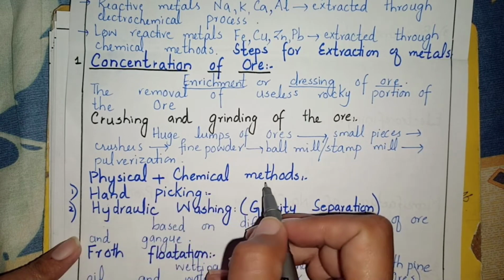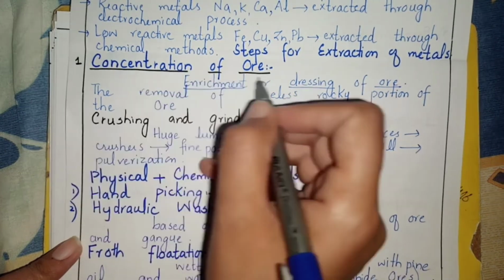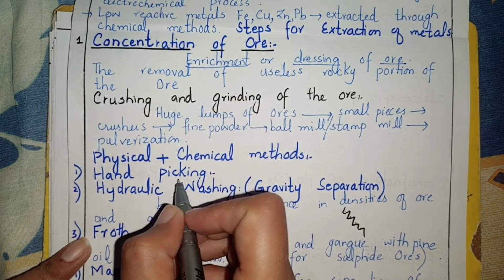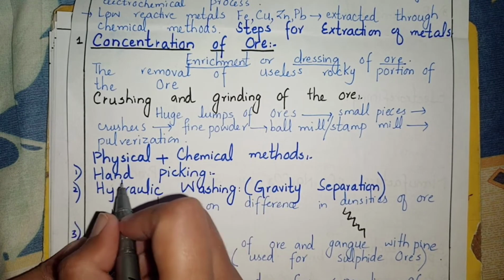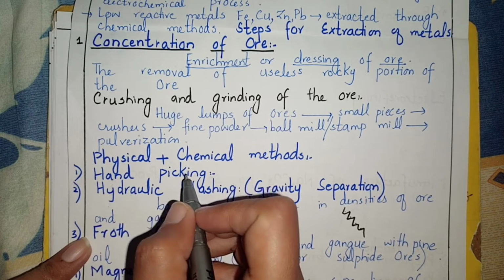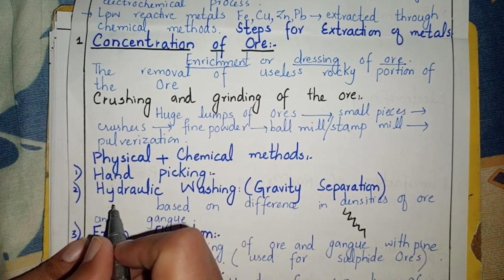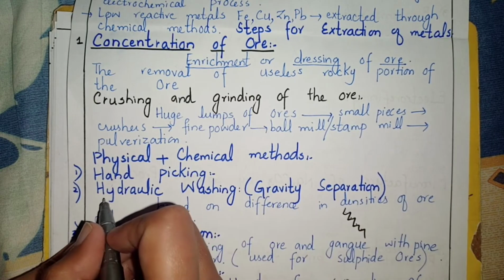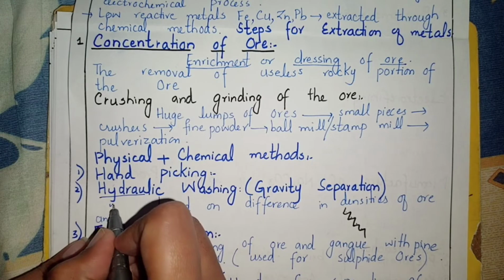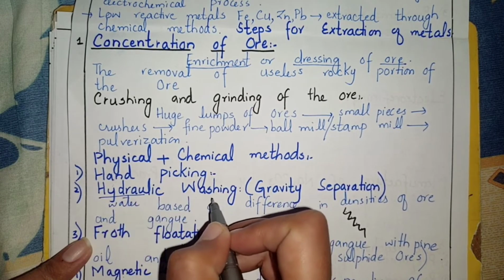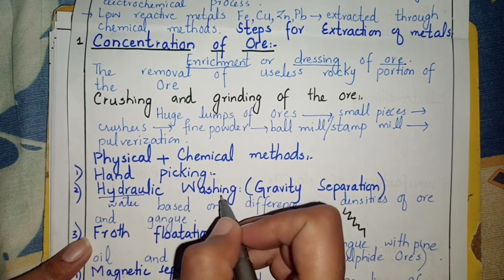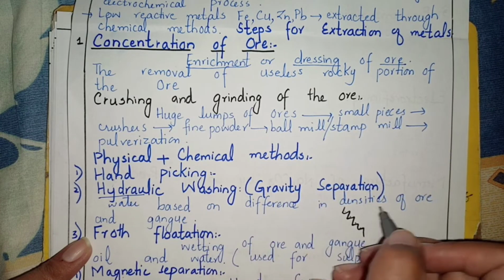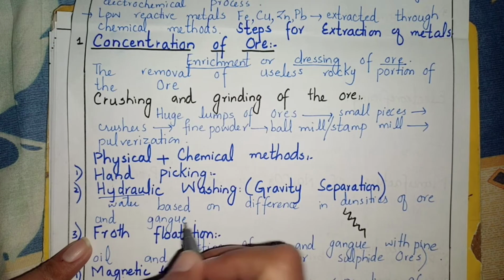Now, physical and chemical methods for the concentration of ore. The first one is hand picking. By picking impurities with hand and breaking the stones with hammers. Another one is hydraulic washing. That is gravity separation. Hydraulic water through separation, that is hydraulic washing. This method is based on difference in densities of ore and gangue.